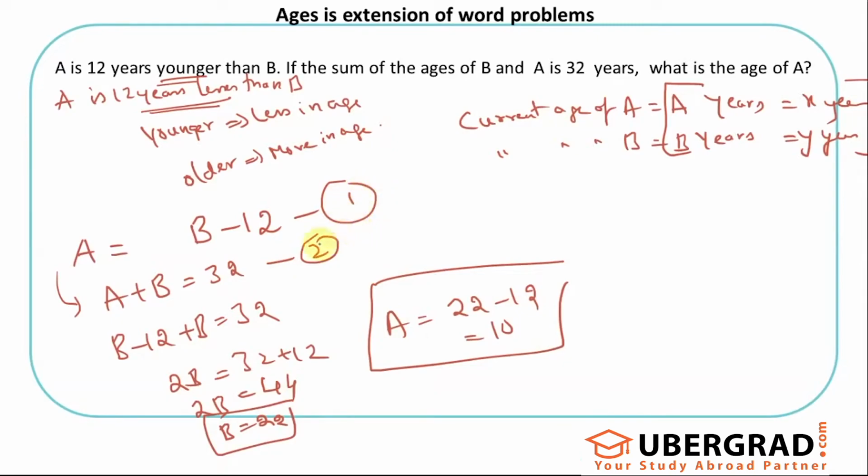That's how you solve. It's simply the same as word problems, right? Assume the variables, and they will generally be the ages, the current ages. Then convert the clues into equations, solve the linear equations and get the required answers.